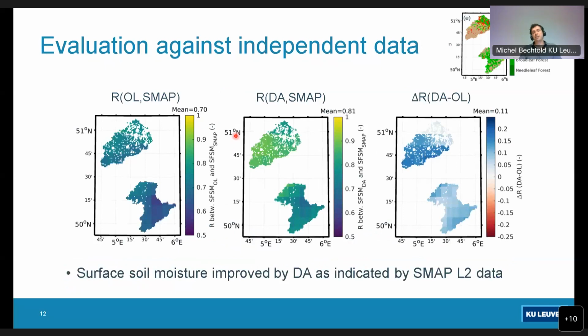Another evaluation we did was against independent soil moisture retrievals. Here we used the SMAP level 2 retrievals, the enhanced product at 9 kilometer resolution. You can see here on the left the correlation between the open loop and the SMAP soil moisture, then between data assimilation and SMAP, and then here is the difference. You can see that we improve the correlation with that independent soil moisture retrieval. And you can also see that we have mainly improvements over the croplands, where we had the largest innovations and increments.